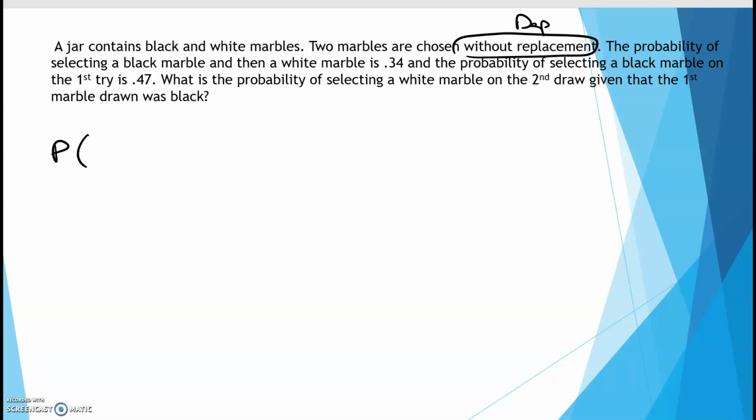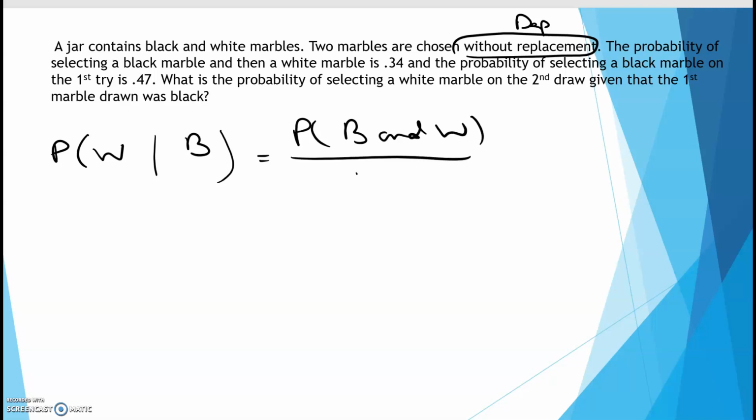Okay, so remember, this is what happens second. This is what happens first. So what happened second was, on the second draw, a white marble. And on the first draw, you had a black marble. Okay, so we gotta use our formula. So a black and then a white marble divided by probability of getting a black marble.